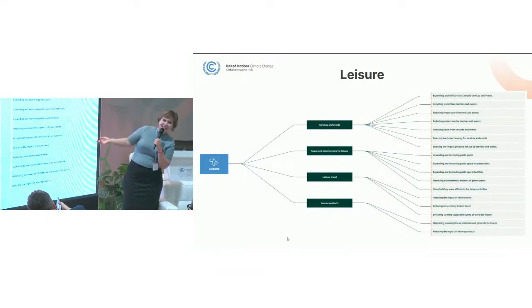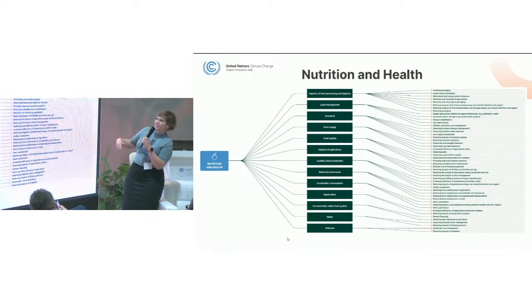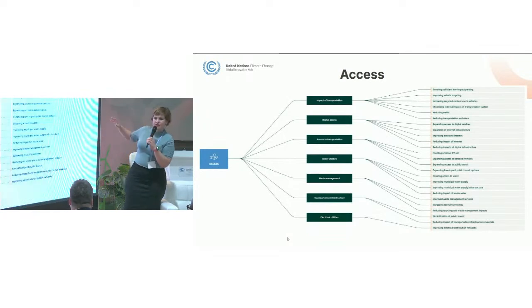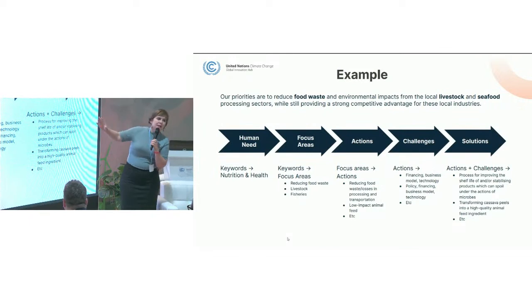Leisure. Next slide. Nutrition and health. Next slide. And access. So that's kind of the higher level. Okay. Next slide. And then this is how the example actually works.